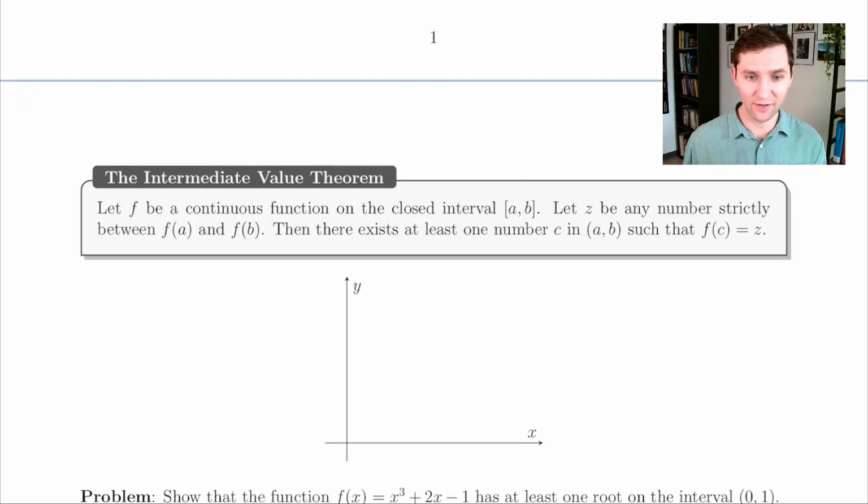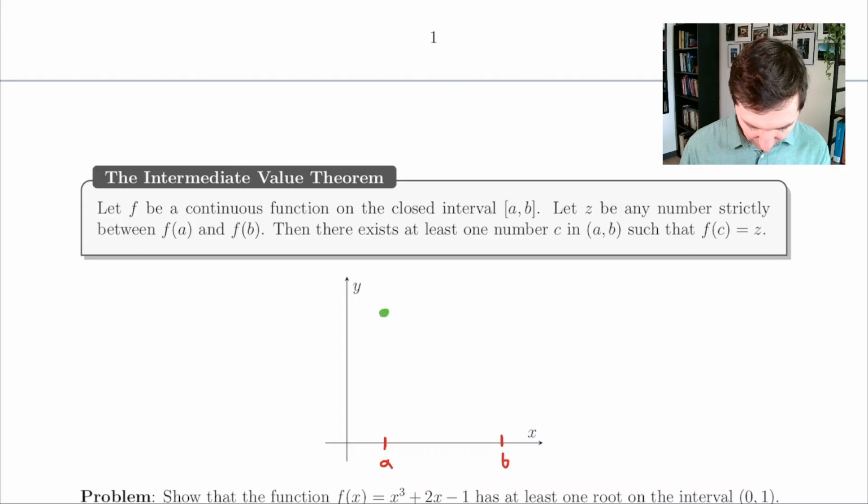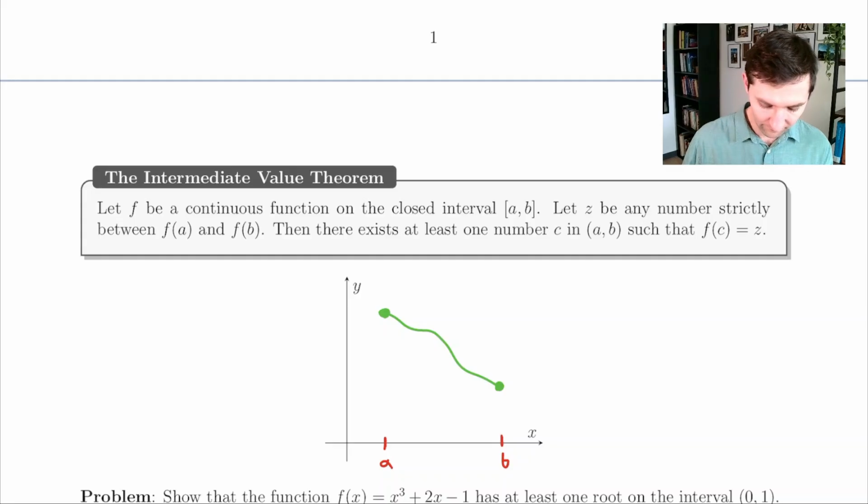To understand this theorem, while reading it, I will be drawing the corresponding picture. We are given a continuous function on the closed interval from a to b. Let me add that closed interval on the x-axis. I have a, I have b, and I know I have a function on that closed interval from a to b. So the function will start somewhere and it will end somewhere else. I know that the y-coordinate of the first point is f of a. The y-coordinate of the second point is f of b.